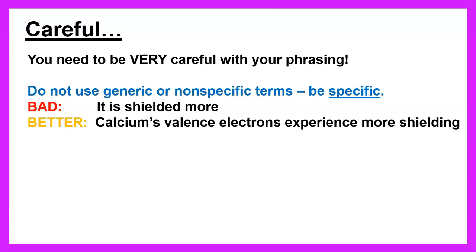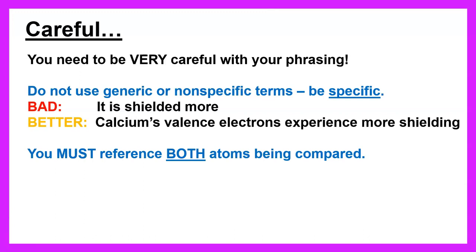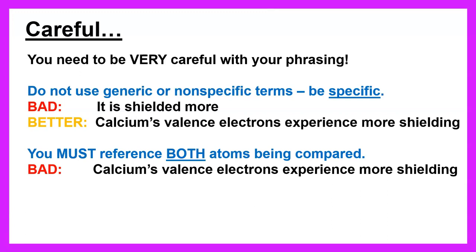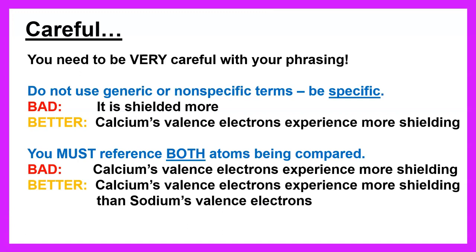One of the things they are very picky about, that they will often attach points to, is that you must reference both of the atoms being compared. So it would not be good to say calcium's valence electrons experience more shielding. It would be better to say something like, calcium's valence electrons experience more shielding than sodium's valence electrons. I was specific. I didn't use words like it, right? But then I made sure that I am using the word than. I am actually comparing two specific things. They're very picky about that.